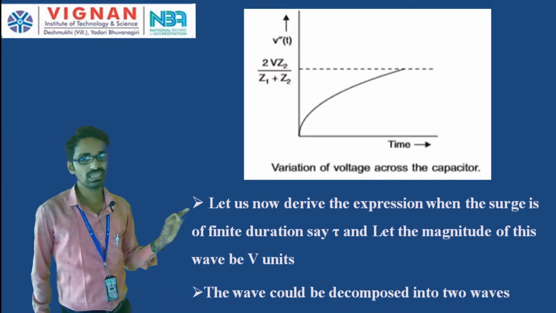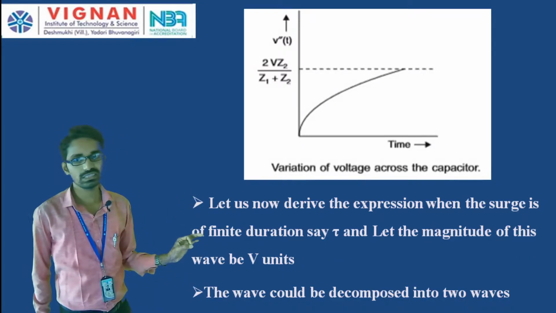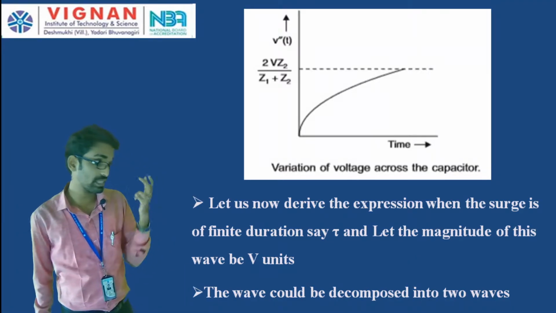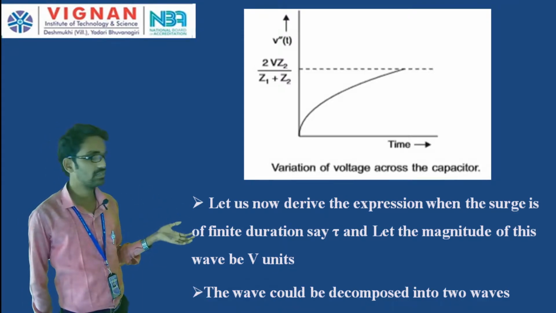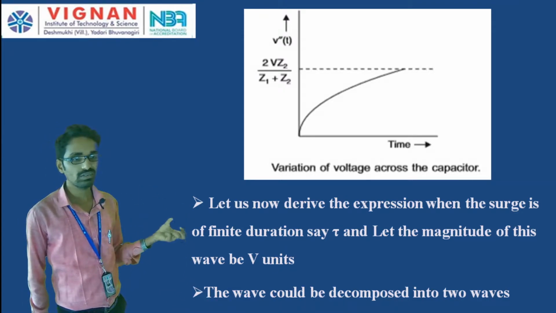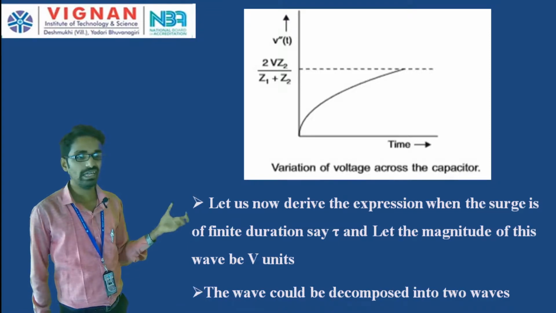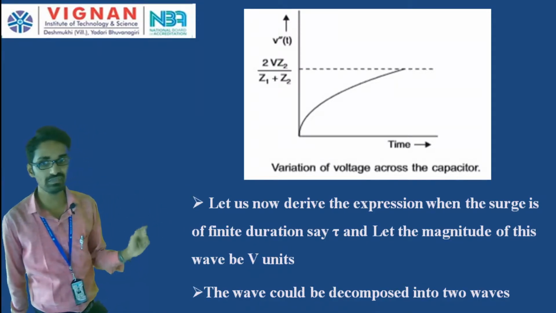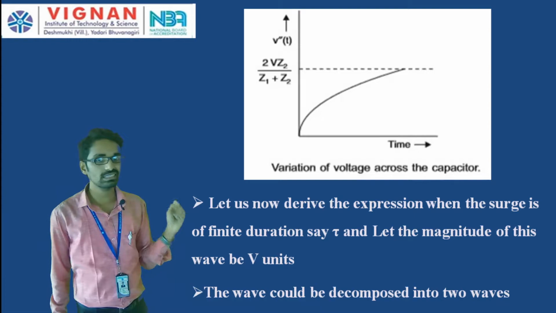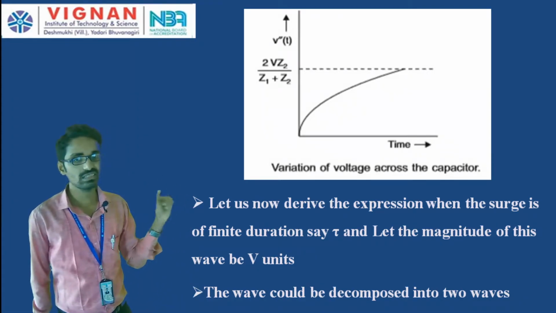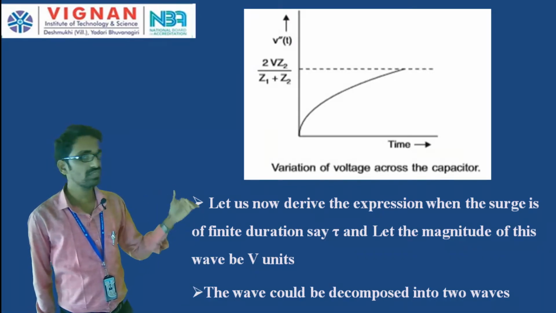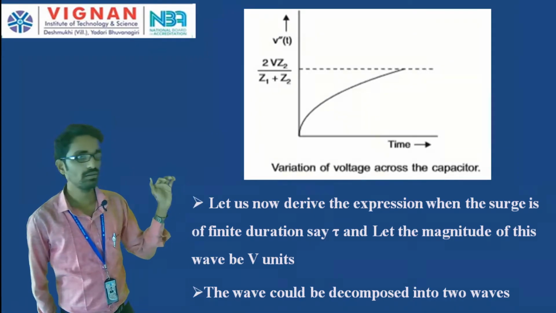Let us now derive the expression for voltage surge. The surge is of finite duration. Till now we have considered an infinite duration: the voltage connected at the capacitor, or the line terminated through a capacitor, we assumed to be a DC voltage of infinite length. But now let us consider that the surge is of finite duration, say tau. Let the magnitude of the wave be V units.